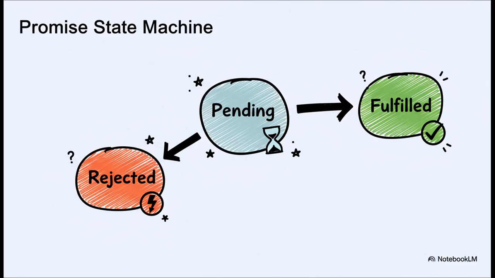It always starts out in the pending state. And from there, it can only go one of two ways. It can either become fulfilled if everything went well, or it can become rejected if something went wrong. And the most important rule here is that this is a one-way trip. Once a promise is fulfilled or rejected, we say it's settled, and its state can never, ever change again.